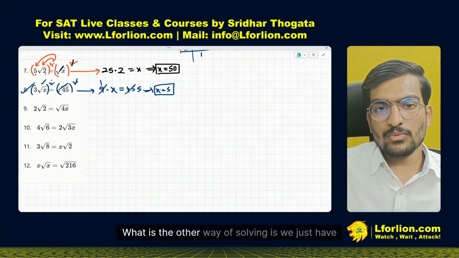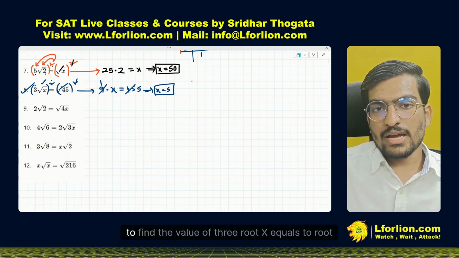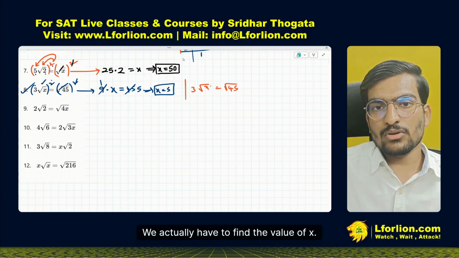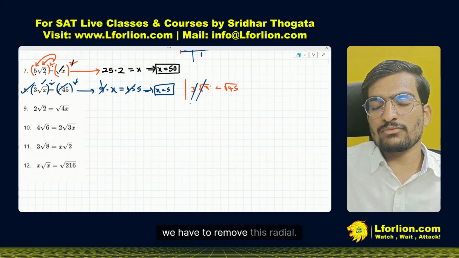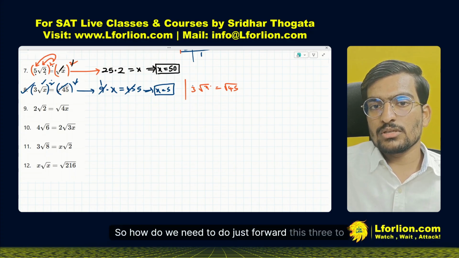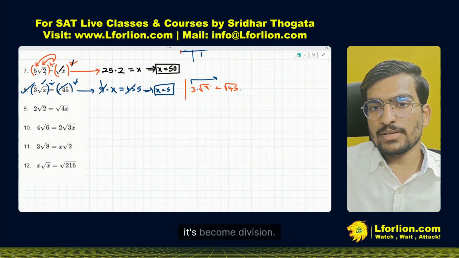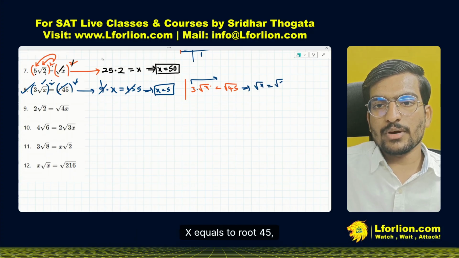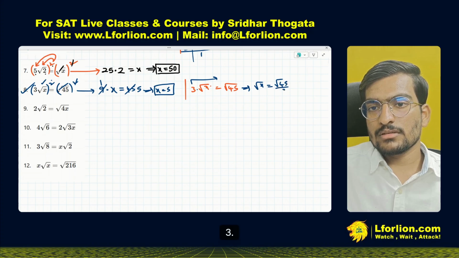This is one way. What is the other way of solving? We just have to find the value of 3 root x equals root 45. We actually have to find the value of x. So what we do, we have to remove this 3, we have to remove this rad, then we will get the value of x. So how do we need to do? Just forward this 3 to the other side. It's in multiplication, so it becomes division. So it will turn into root x, or rad x, equals root 45 divided by 3.